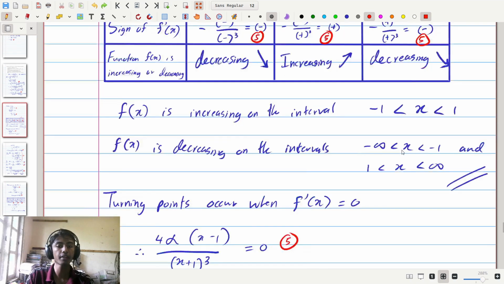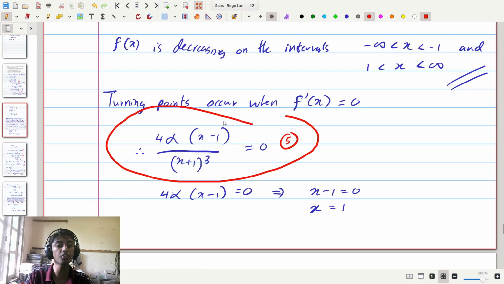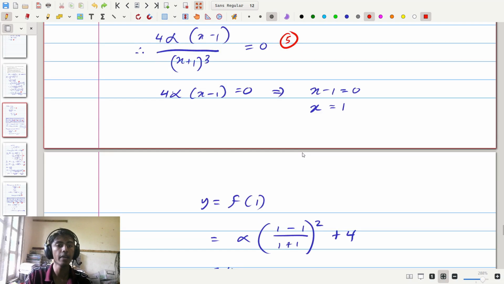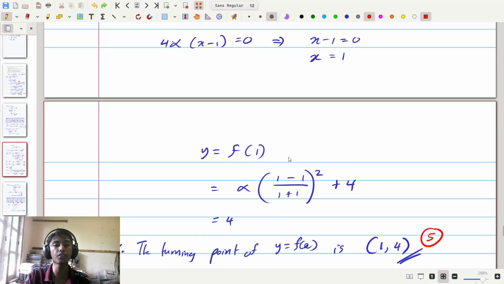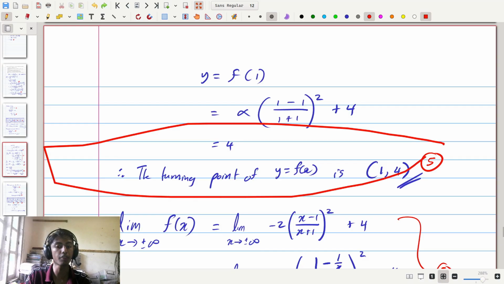Now after that, when you then take a look at the turning points, as in when f'(x) equals 0, and you substitute this equation, you get 5 marks for equating it to 0, and after that, when you simplify to get the final answers of x equals 1 and y equals 4, and hence the turning point at (1, 4), you get another 5 marks.